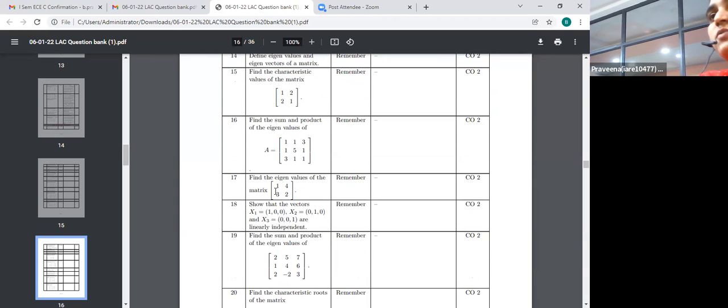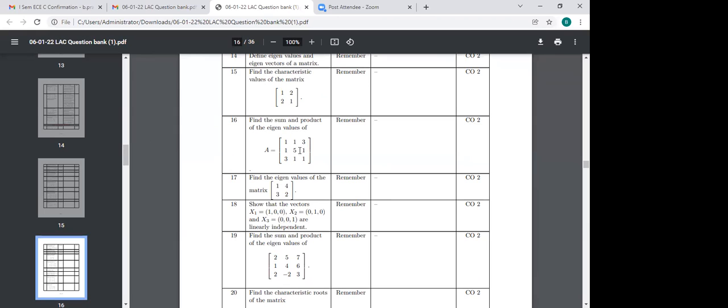And the 16th question, find the sum and product of the eigenvalues. Sum and product of the eigenvalues. Let us see what's the concept of the sum of the eigenvalues and product of the eigenvalues. Sum of the eigenvalues is equal to what?